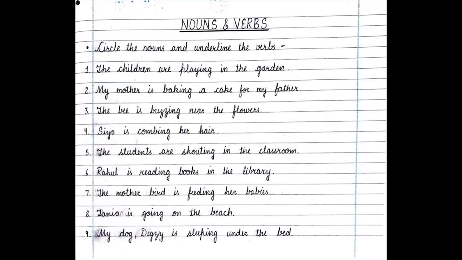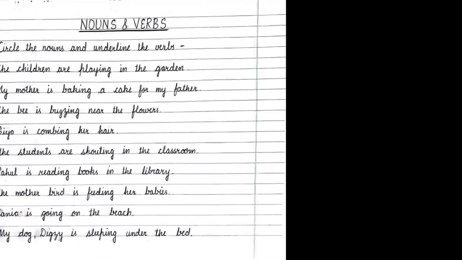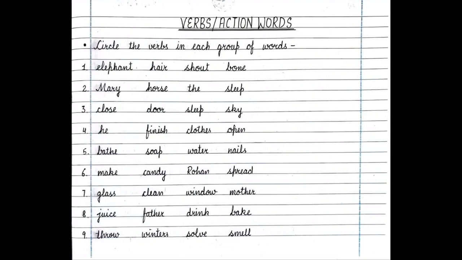Fine. Try them yourself. Now, here is another worksheet of action words or verbs or doing words. Here you have to circle only verbs in each group of words. Some words are given to you like elephant, hair, shout, bone. You have to find the action word here. I read the word elephant. An animal came into my mind. That is a noun. I'll not take it. Hair. It is also a noun.